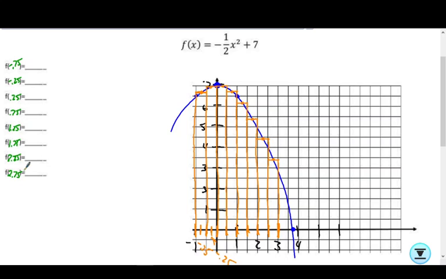And again, we're just plugging them in, so it'd be like f of negative 0.75, and then you plug that in, so negative 1/2 times negative 0.75 squared plus 7, and you plug it into your handy dandy calculator and you get 6.71875. Okay, so that's the height. And again, you're going to do that for all of these.